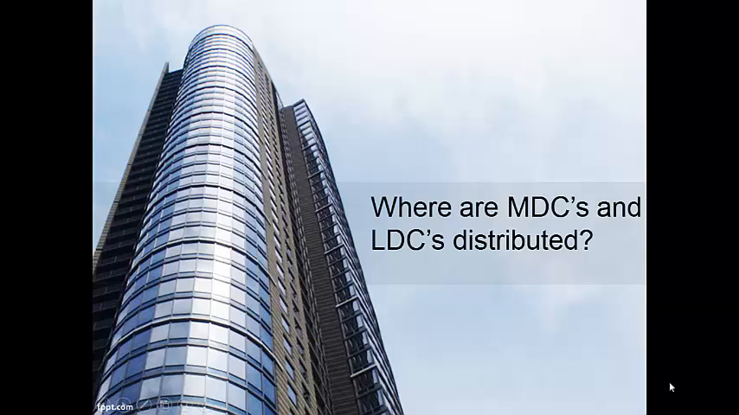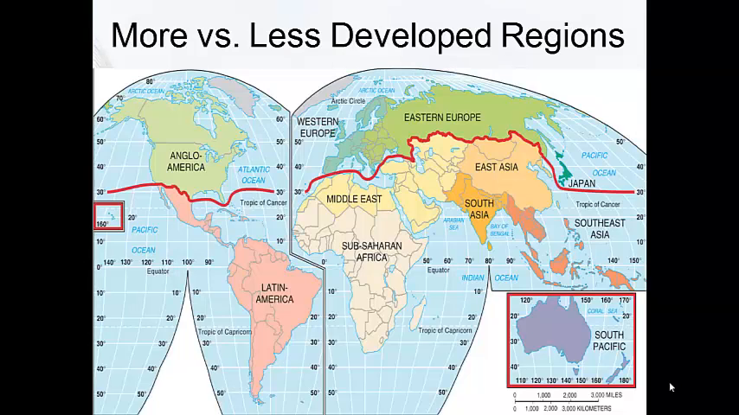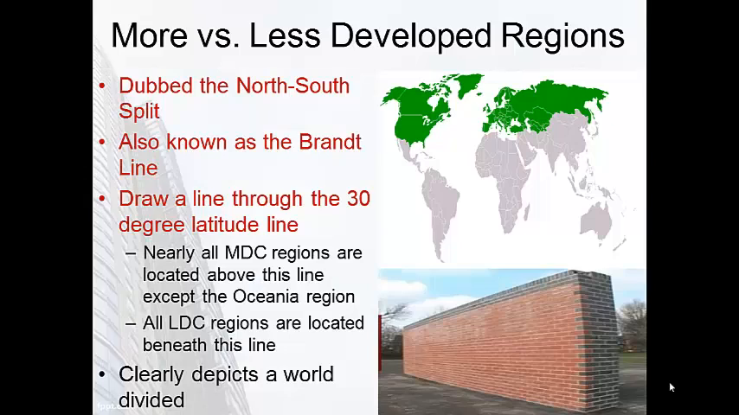Alright, AP Human Geography classes, here's our second video on development, and we're going to focus on where MDCs and LDCs are distributed. Let's get to it. Let's first look at this map real quick. This should look familiar. Just real quick, look at it, study it, notice the red line. Alright, let's talk about it.